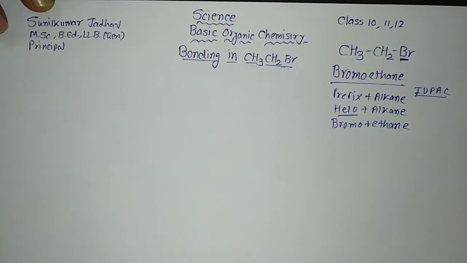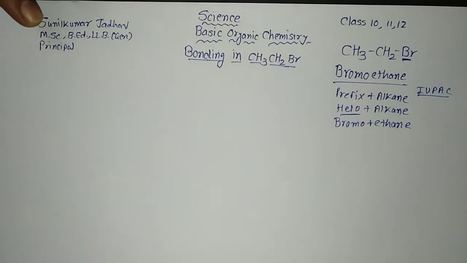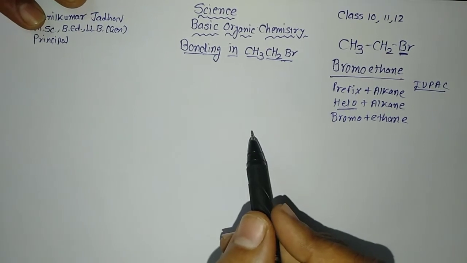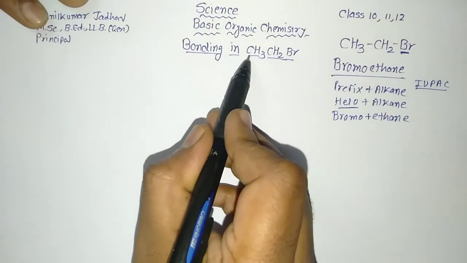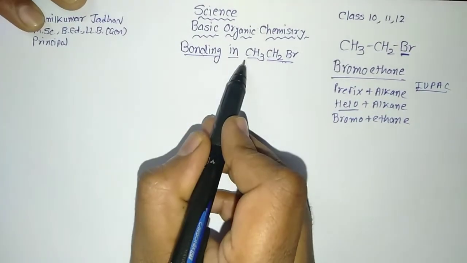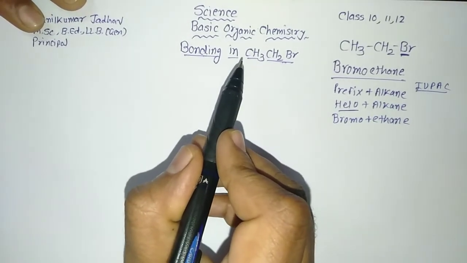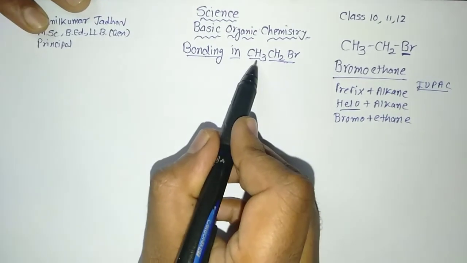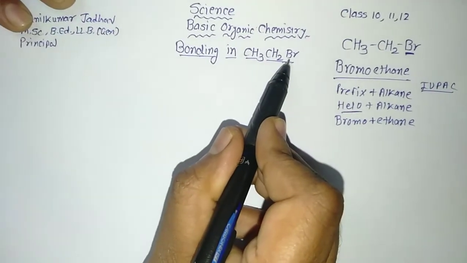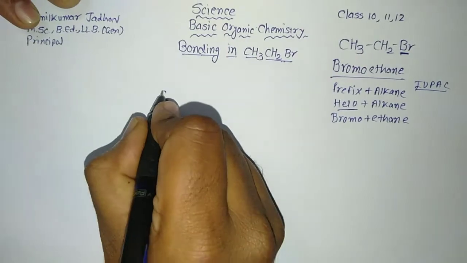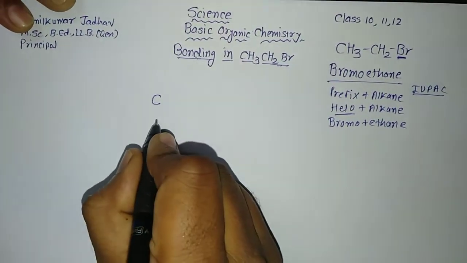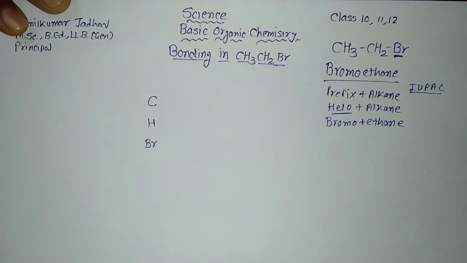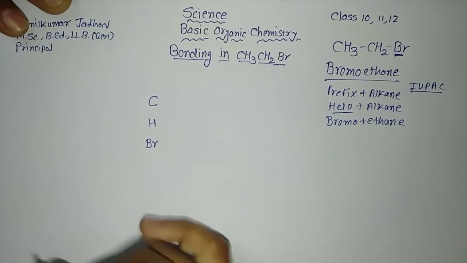Now let us see how the bond formation occurs in this bromoethane. First of all we'll write how many elements are there. There are 3. One is carbon, which is the basic element of organic compounds. Another one is hydrogen, so it is also called a hydrocarbon, and another one is the halogen, bromine. So we'll write it: one element is carbon, another element is hydrogen, and one more element, which is from the halogen group, that is bromine.